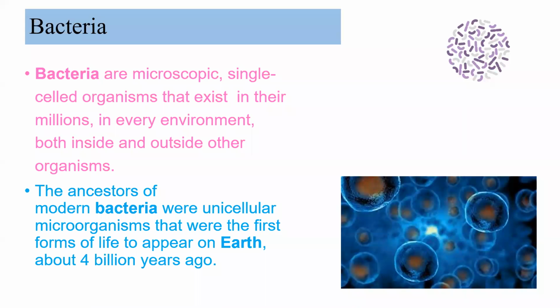Now, what is bacteria? Bacteria are microscopic single-celled organisms that exist in their millions in every environment, both inside and outside other organisms. The ancestors of modern bacteria were unicellular microorganisms that were the first forms of life to appear on Earth about 4 billion years ago.